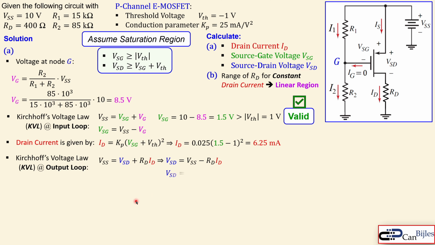You get this expression. So the 10 minus 400 for the RD times the 6.25 milliamps, and you get 7.5 volts. So we have now everything. But check also this, because the second condition requires that. So we will check if this is really larger than the source to gate voltage plus the threshold.